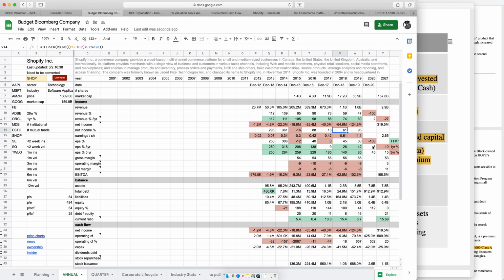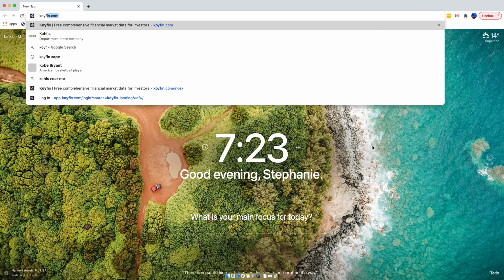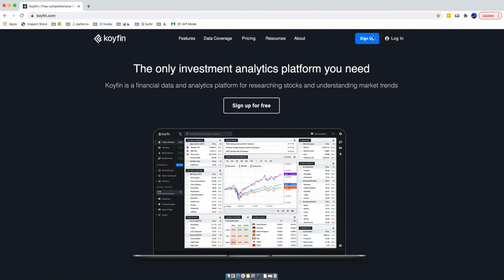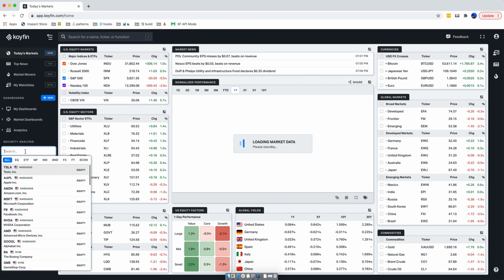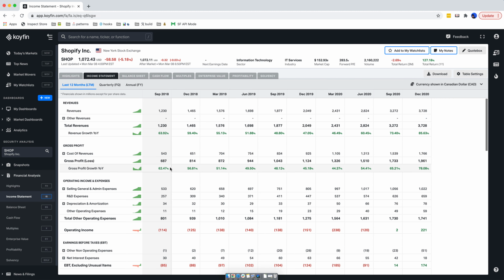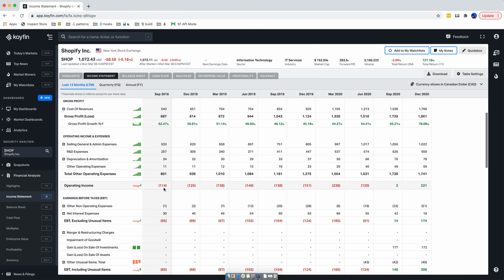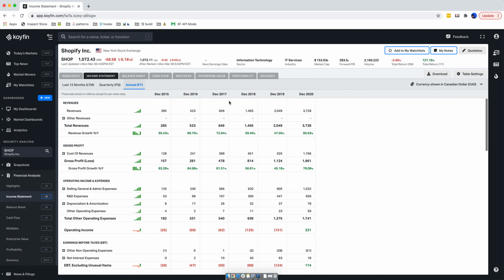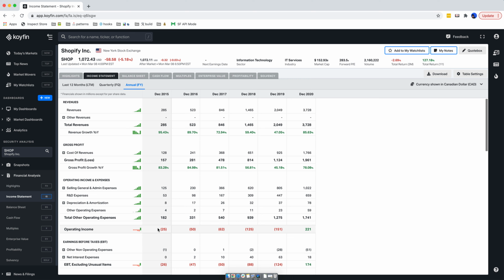Actually, let me try and pull it up on my other screen. So let's try and pull that up. This is my cheat. When I don't have the data on my spreadsheet, I just use this to check. Okay, so we're going to look at Shop, and then we're going to look at their income statement. Okay, so if you look at their operating income, this is what we wanted. Let's look at annual. Okay, from the last couple years, they have been losing money. Their operating income has been negative, right?